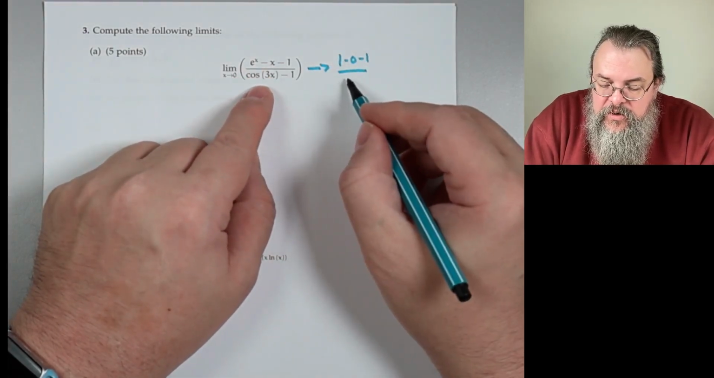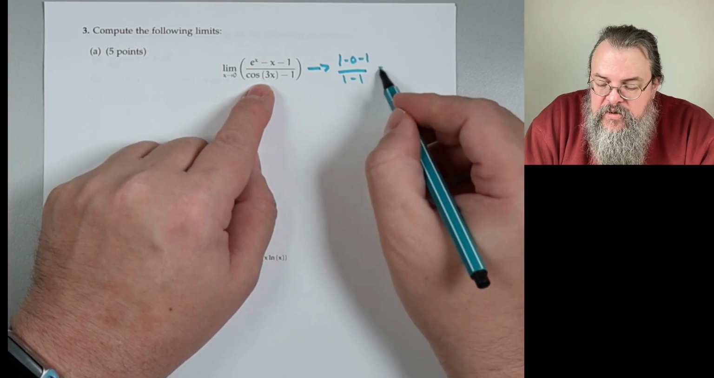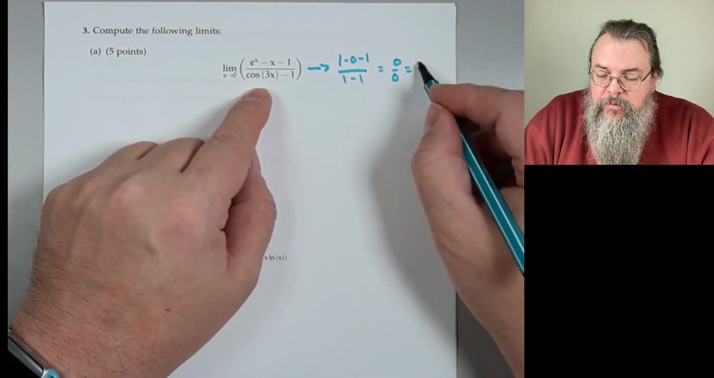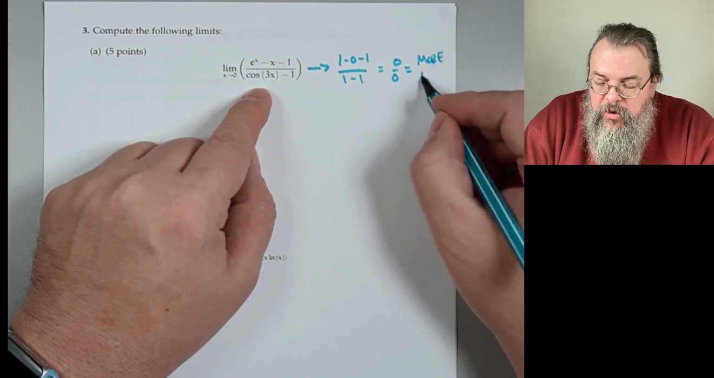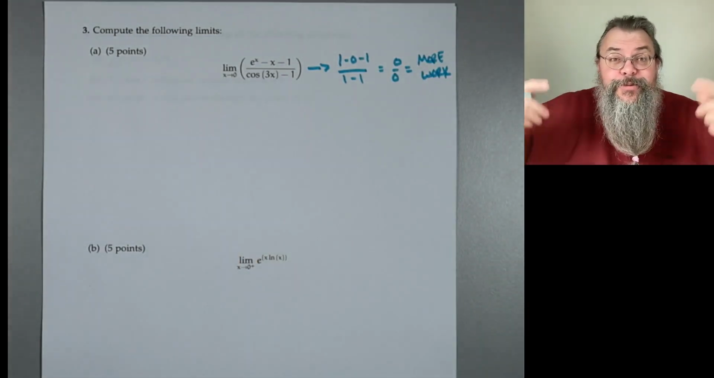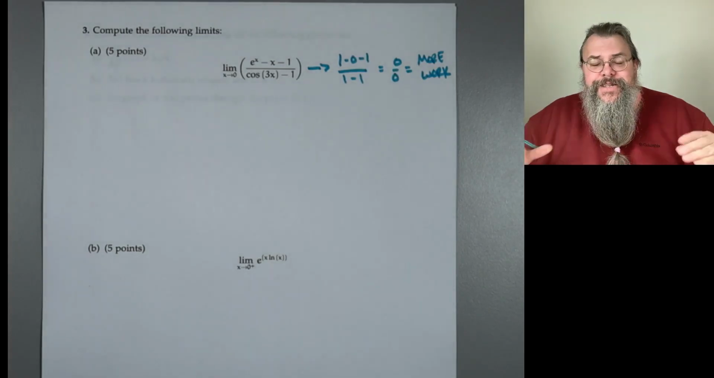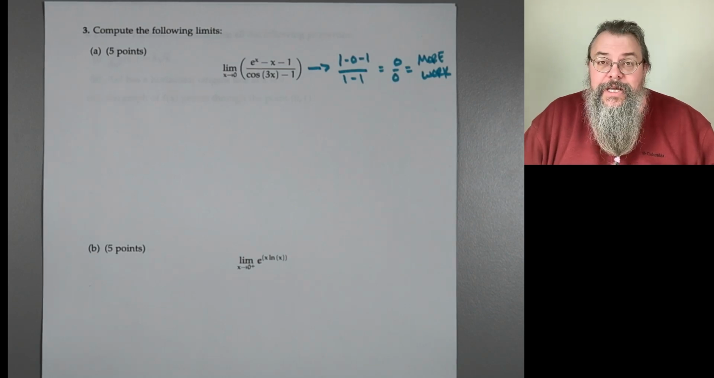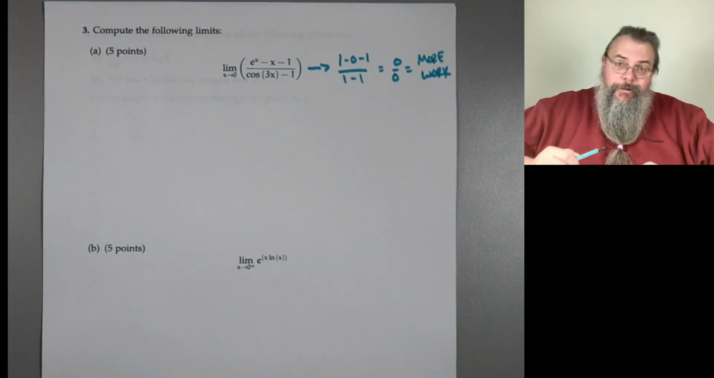Downstairs, cosine of 0 is 1 minus 1. This is 0 over 0, and 0 over 0 equals more work. More work, right? Absolutely. So we need to do more work. No worries, we can do that. We'll get that more work done. What is our more work? Well, it is l'hôpital. Oh, l'hôpital, mon ami.